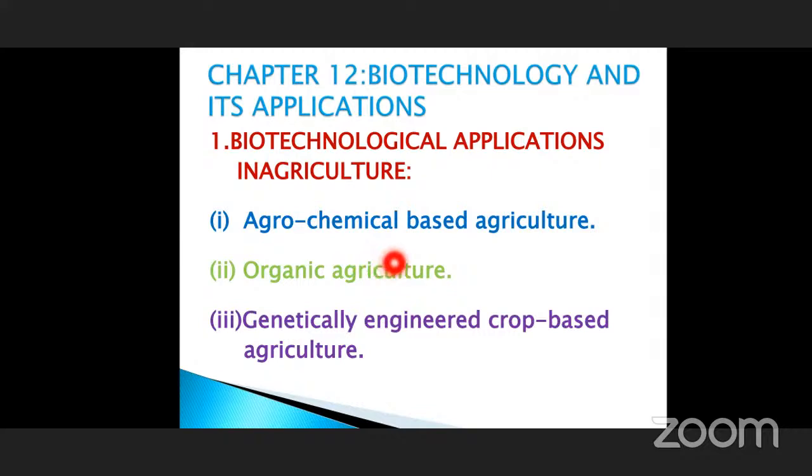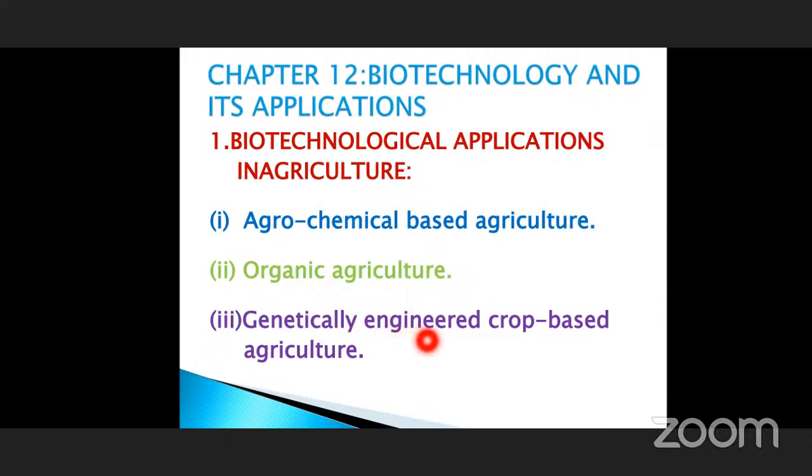So in place of this agrochemical based agriculture, organic agriculture is practiced. Organic agriculture means instead of chemical fertilizers, organic fertilizers like vermicompost and green manure with some cyanobacteria or blue-green algal members are directly used as fertilizers to increase the soil fertility. Once soil fertility increases, automatically crop yield also increases.